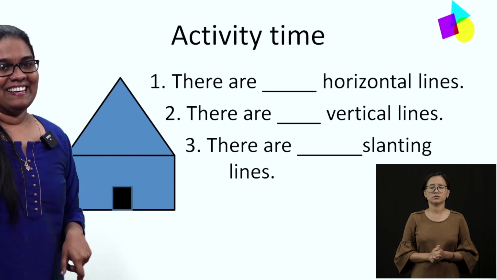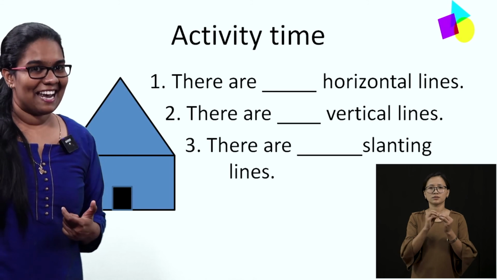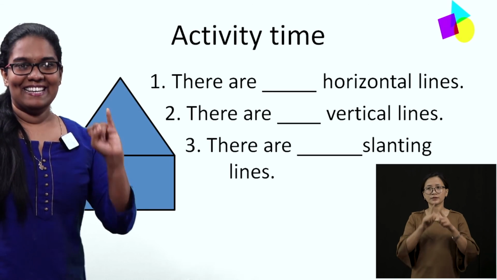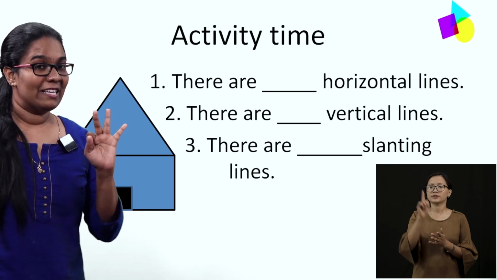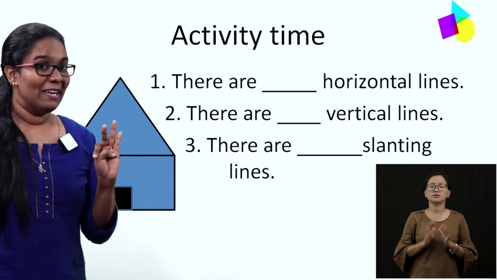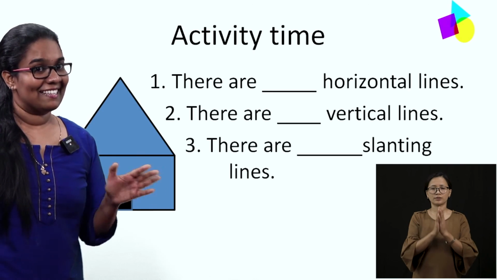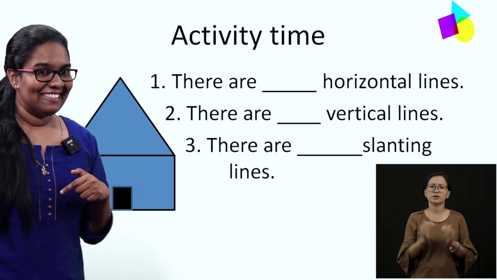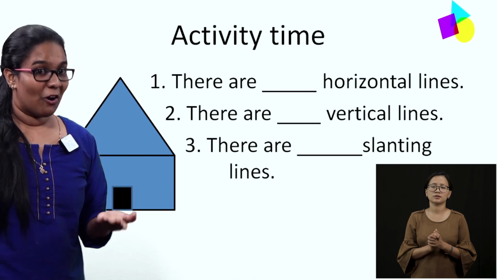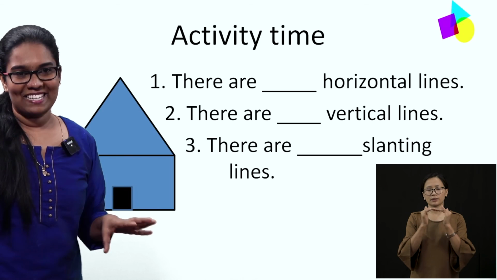Then I hope you all got an idea about these 2D shapes, right? What we learned today: square, rectangle, triangle, circle, oval. Square and rectangle have 4 sides. In a square, all the sides are equal in length. In a rectangle, opposite sides are equal in length. A triangle has 3 sides, and all the sides may or may not be equal. Circle and oval have no sides, no vertices.